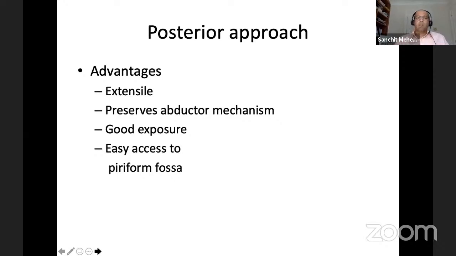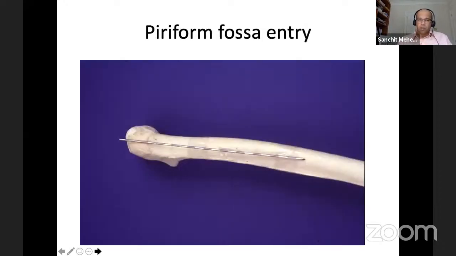Useful if you're thinking about revision surgery as well. And in those cases, if you want to do any ILL reconstruction, this is great. And then it's an easy access to the piriform fossa. We know that some of the component malpositioning that occurs with the lateral approaches is because access to the piriform fossa is difficult, which is the one in line with the femoral canal.